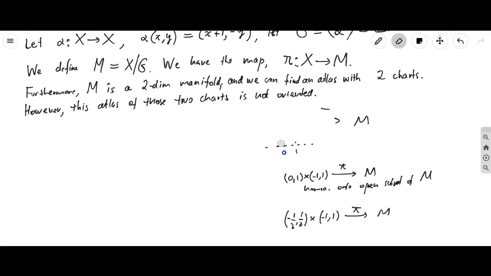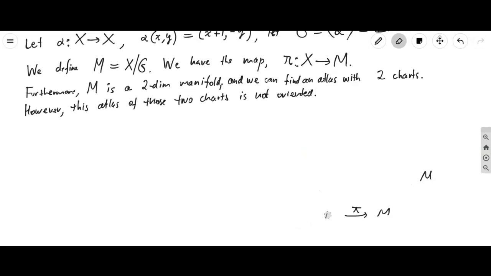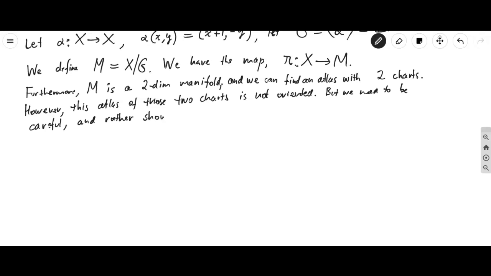However, you want to be careful. That does not mean that the Mobius band is not orientable. We need to be careful, and rather show that there is no oriented atlas. Okay, we cannot just pick an atlas and say it is not oriented. We have to show there is no oriented atlas whatsoever.